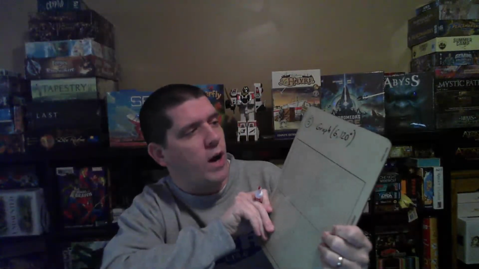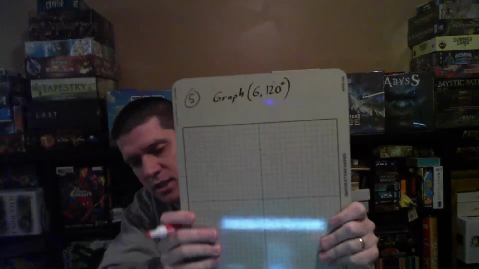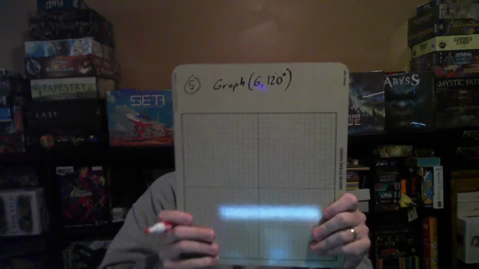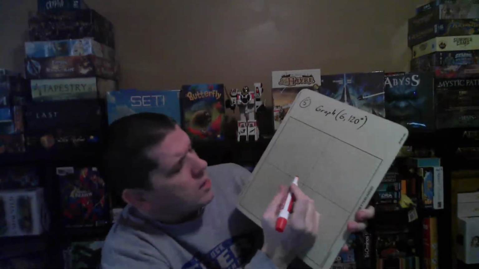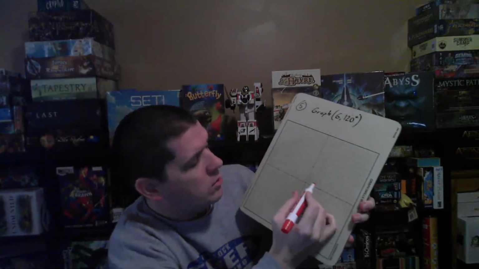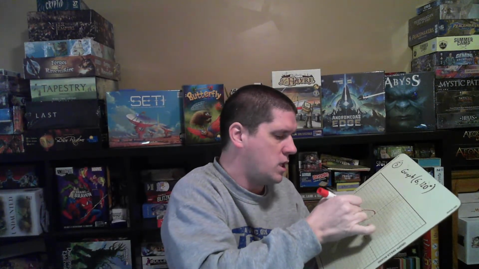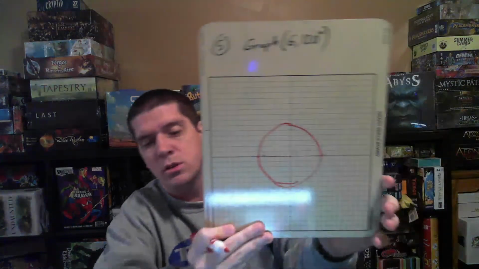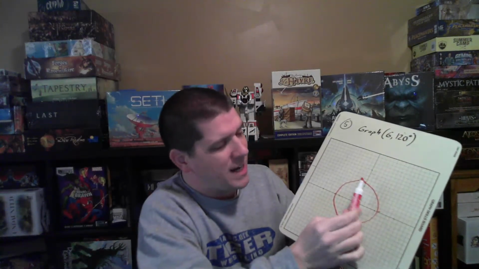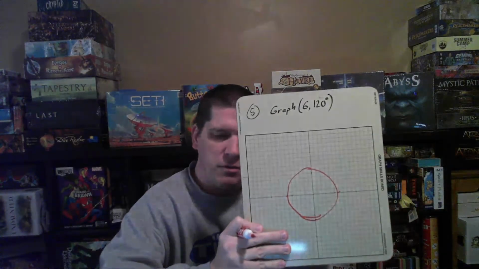So if we wanted to graph this, 6, 120 degrees, that's a little bit tough here. But ultimately I would say, okay, to make the circle bigger, I've got to think about being on this circle right here. You already know my circles are terrible, but I've got to think about being on that circle. And then I'm going 120 degrees, which we know is past 90.